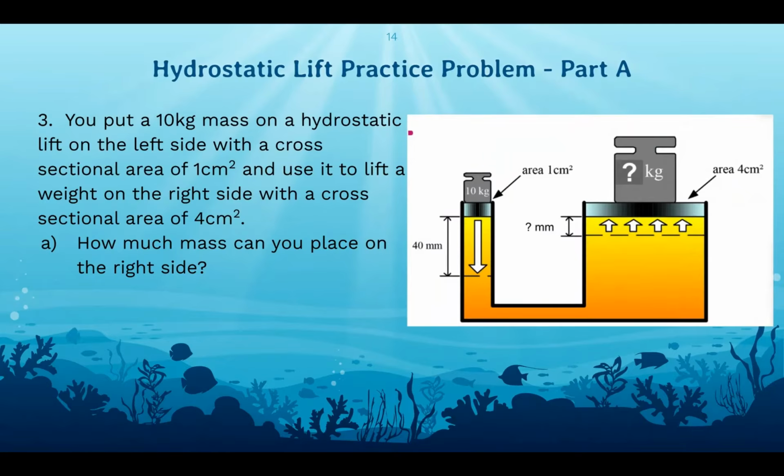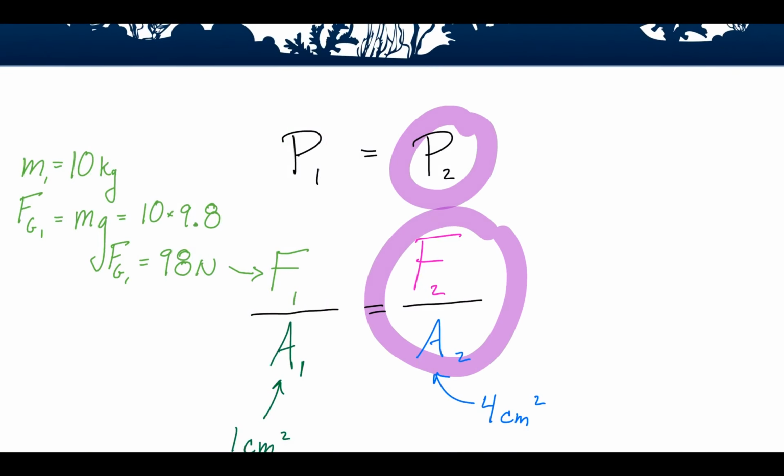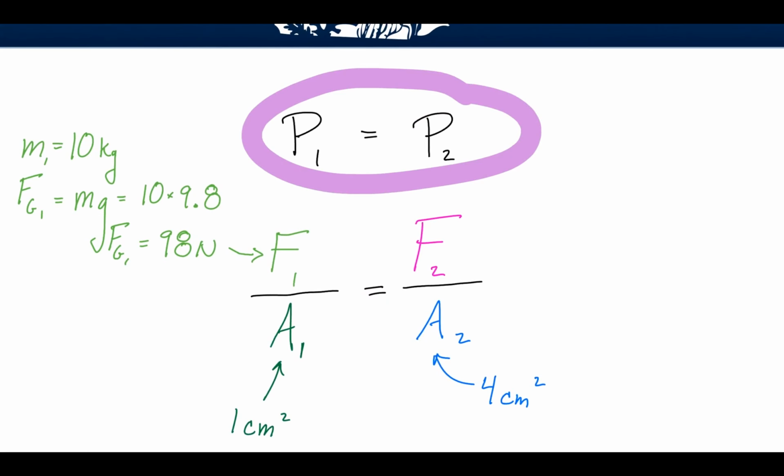So here we have a hydrostatic lift problem. We have a small weight on the left and we'll have a bigger weight on the right. You put a 10 kilogram mass on a hydrostatic lift on the left side with a cross-sectional area of 1 centimeter squared. And you're going to use it to lift a weight on the other side with a cross-sectional area of 4 centimeters squared. And I want to know how much mass I can put on the right-hand side. So first things first is remember that the pressure is the same. So we have pressure 1 is force 1 over area 1, and pressure 2 is force 2 over area 2. And those two are the same because the pressures are the same.